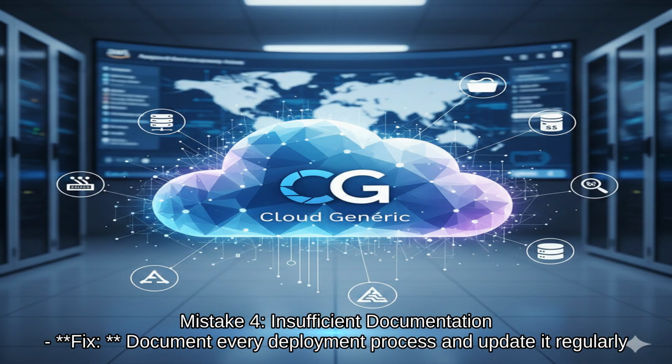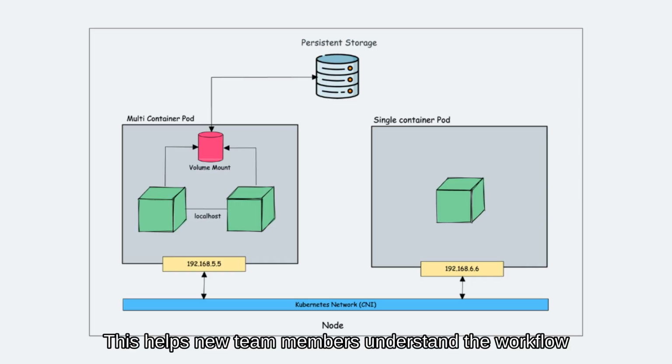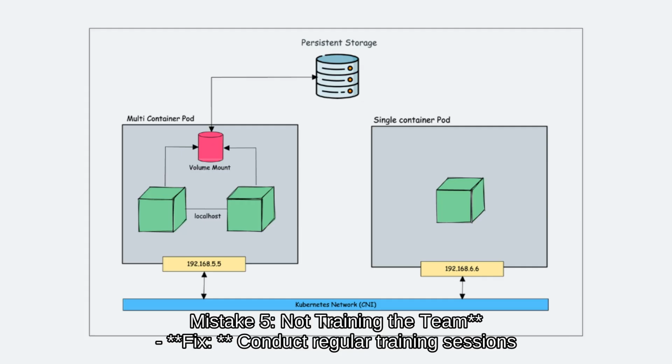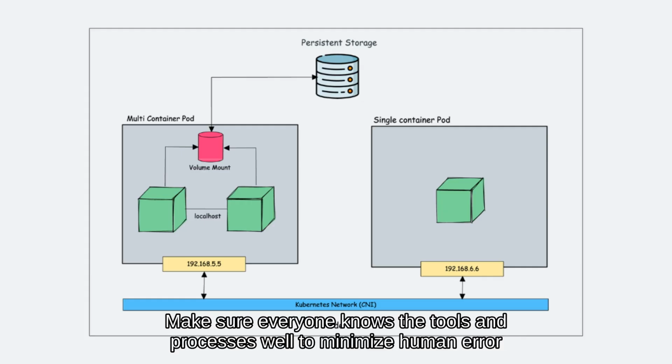Mistake 4. Insufficient documentation. Fix. Document every deployment process and update it regularly. This helps new team members understand the workflow. Mistake 5. Not training the team. Fix. Conduct regular training sessions. Make sure everyone knows the tools and processes well to minimize human error.